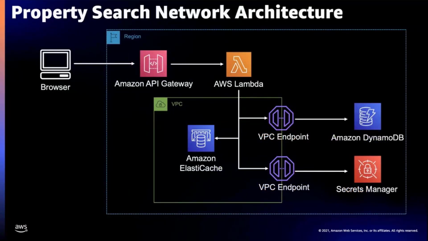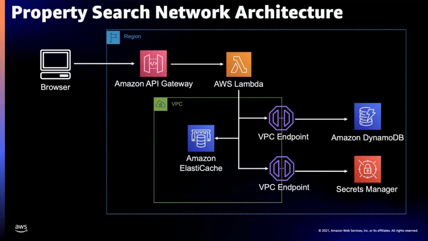So one of the things we want to call out is that the network architecture when you're using Lambda is something you need to think about a little bit. Services like Amazon API Gateway, AWS Lambda, DynamoDB, and even Secrets Manager don't need to operate inside a VPC in order to work, right? They can operate outside and use public APIs to communicate. But Amazon ElastiCache needs to run in a VPC. And so we're going to need to configure our system in such a way that our Lambda functions can both talk to ElastiCache and to DynamoDB and Secrets Manager.